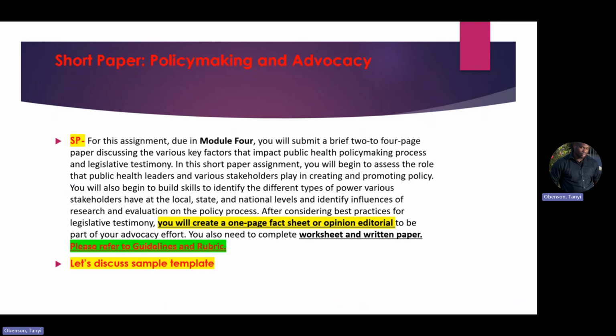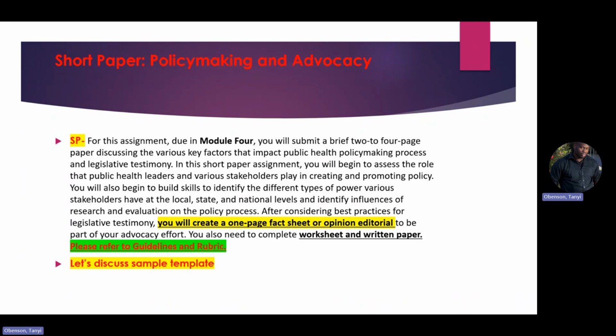For module 4, you have an assignment. It's a short paper. There's actually 2 assignments. So the short paper is on policy making and advocacy. For this short paper, you write a brief 2 to 4 page paper discussing the various key factors that impact public health policymaking process and legislative testimony. In this short paper assignment, you will begin to assess the role that public health leaders and various stakeholders play in creating and promoting policy.